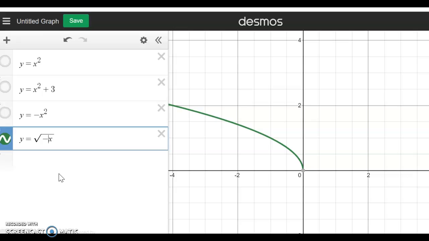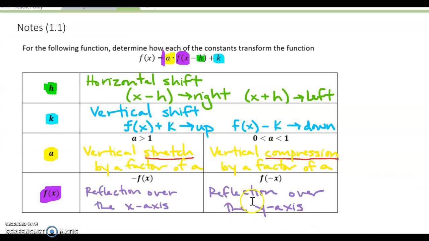Hopefully you came to the conclusion that if it's a negative a value in front of our function, that's going to reflect it over the x-axis. But if there's a negative within our function, or in this case underneath our radical with our x, that's going to reflect this over the y-axis. And you will see that in our notes here as well, that f of negative x is a reflection over the y-axis.